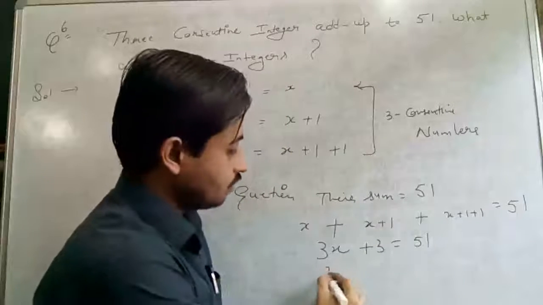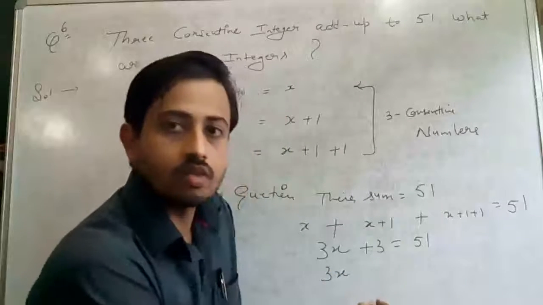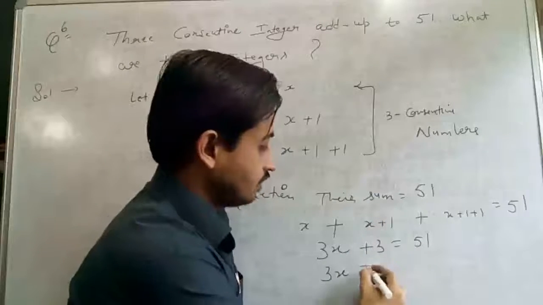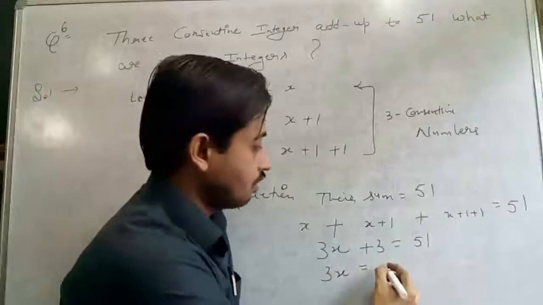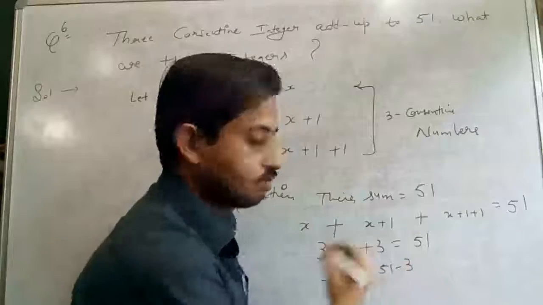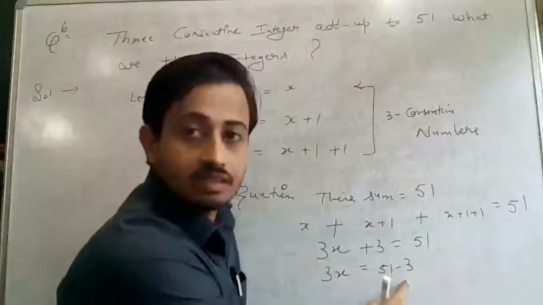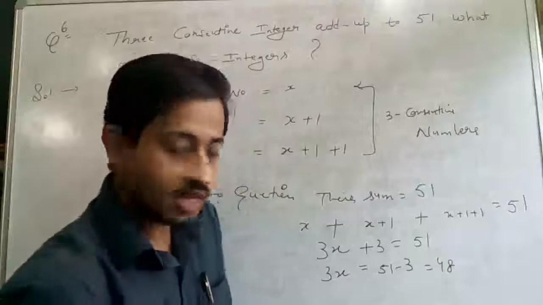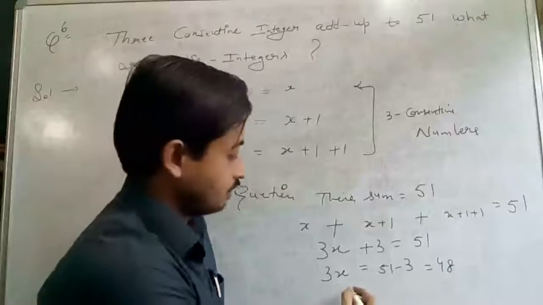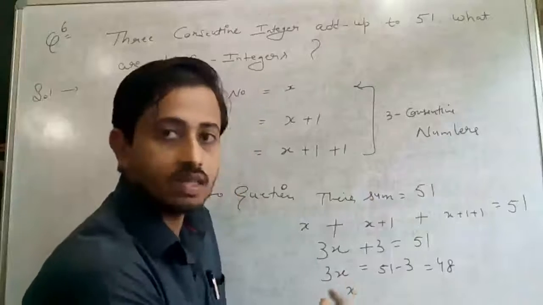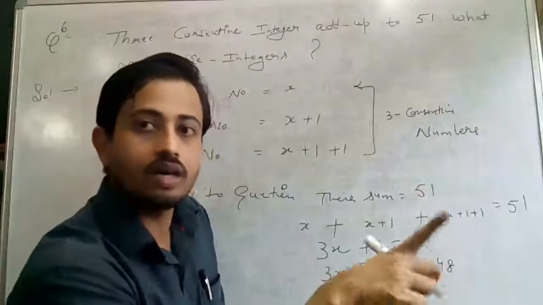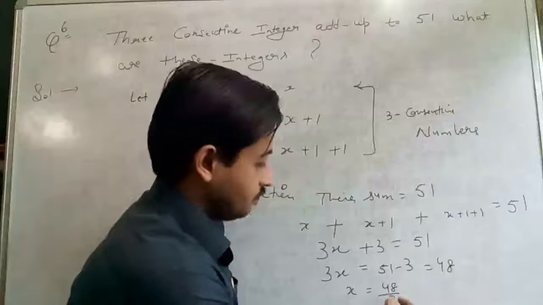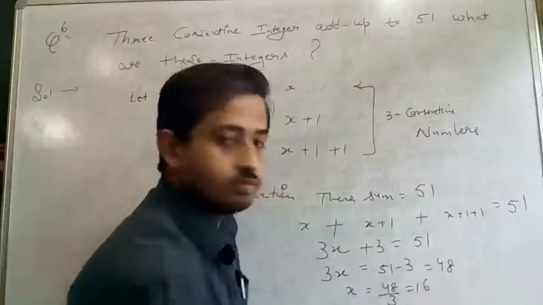Now we have to calculate the value of x, that's why we have to separate them. To take 3 to the right hand side, here 3 is positive, on the right hand side it becomes negative. 51 minus 3 is equal to 48. Now we have to calculate the value of x. Here 3 is multiplied with x, it goes to the denominator. 48 divided by 3 is equal to 16.